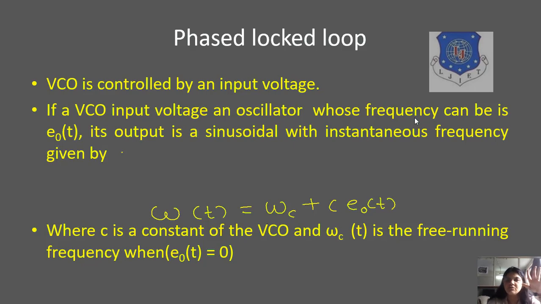So E0(t) would be 0. That is only the ideal case, when these two components are the same. In practical situations it happens by adjusting the loop filter response, by adjusting the voltage controlled oscillator frequency.